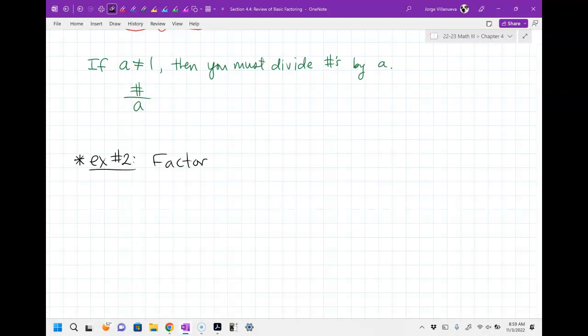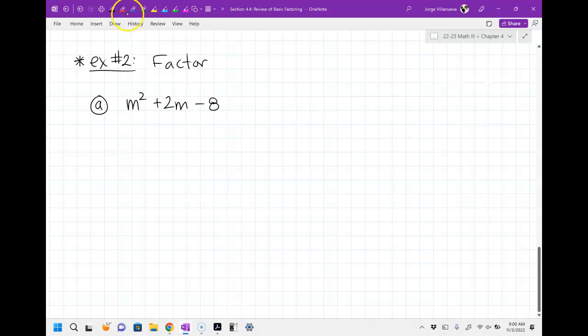We're still going to factor. So here's part A: m squared plus 2m minus 8. We're going to multiply a times c. Remember, this is a, b, c. 1 times negative 8, that's negative 8. And then we're going to get our 2 value, our b value, and drop it to the bottom.